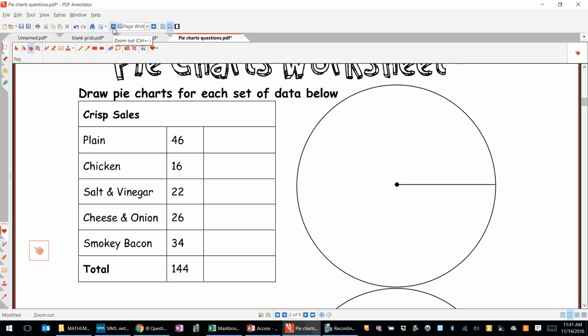The important number that we need: 144. So when you do a pie chart, this whole circle here has to fit 144 exactly. So we've either got to split 100% by 144 people, or we've got to split 360 degrees by 144 people.